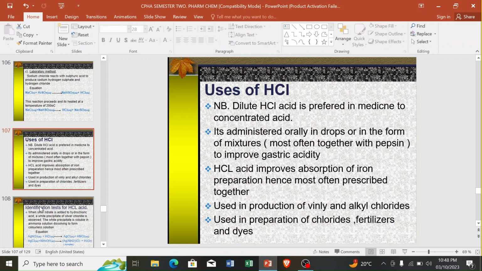Alright, so we have uses of HCl, uses of hydrochloric acid. But what we need to bear in mind, we have two concentrations of hydrochloric acid. We have dilute hydrochloric acid, and also we have concentrated hydrochloric acid. However, dilute hydrochloric acid is preferred in medicine to concentrated hydrochloric acid. This hydrochloric acid is going to be administered orally in drops, meaning we are going to use the oral route of administration, or in the form of mixtures, most often together with pepsin, to improve gastric acidity.